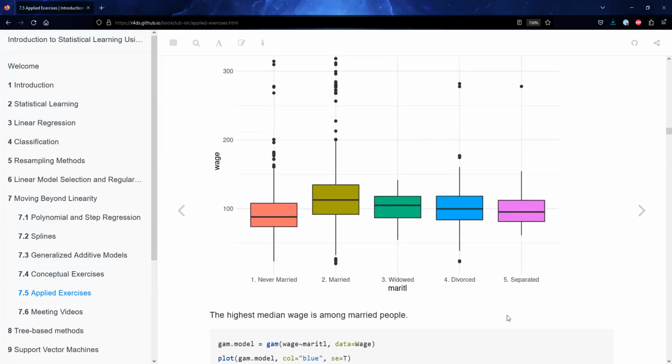We could see that the highest median wage is among married people, but also keep in mind that we do have some high wage earners forming outliers in some of these groups.